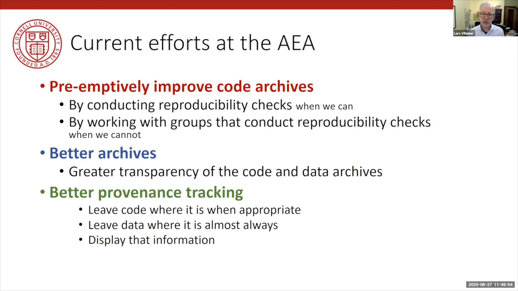If we can't conduct that reproducibility check, then we rely in an increasing number of cases on third parties, groups that have access to the data, and potentially the code, and that can conduct the reproducibility checks for us in a manner that allows us to be satisfied and to convey that to the ultimate reader. We're also focusing on better archives. One of the things that was important to me when I took the position was to make greater transparency of the code and data archives a key aspect.